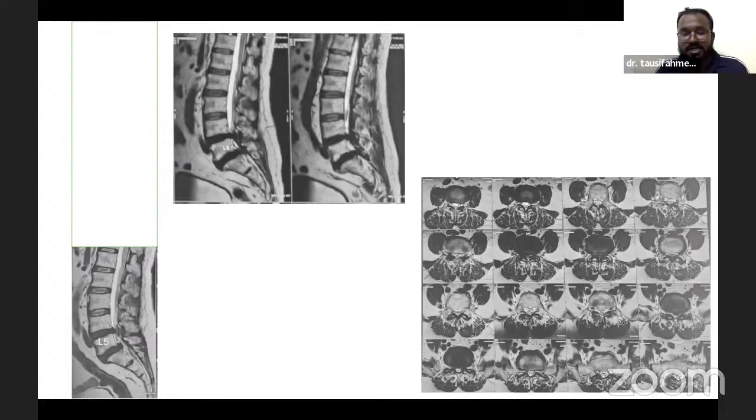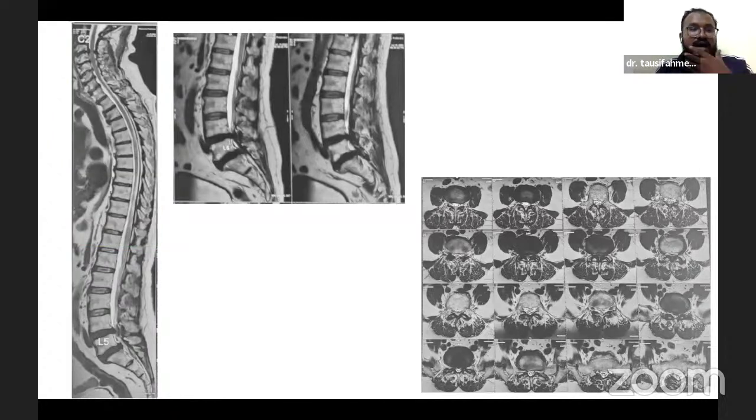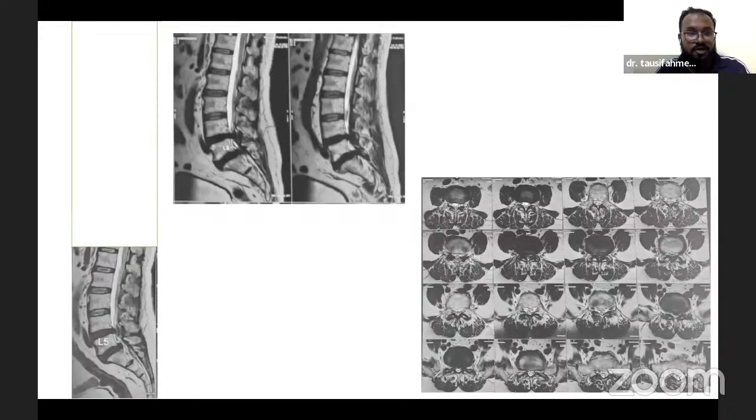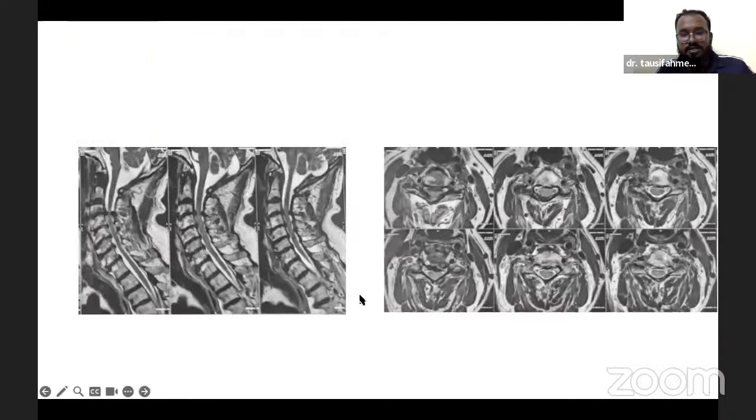Since I have screened the cervical spine, and since the patient was having upper motor neuron symptoms, we have the cervical spine MRI too. So Dr. Balaji, can you comment on the cervical spine MRI now?